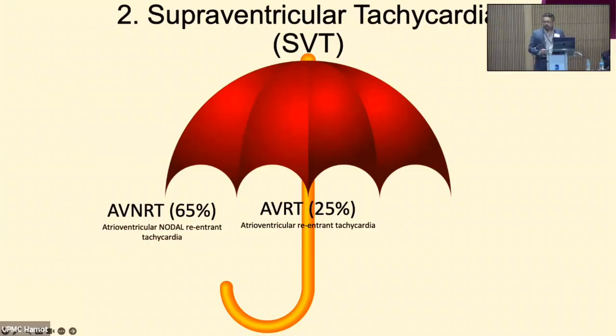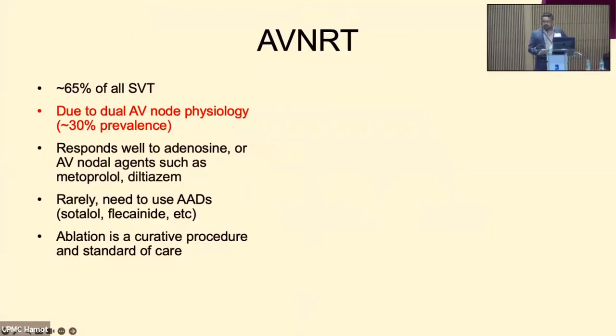This is atrioventricular reentrant tachycardia. This involves an accessory pathway. So this is your WPW, or what we call an accessory pathway. And the least common is something called an atrial tachycardia, which is what we'll see in about 10% of patients. You guys can hear me okay?